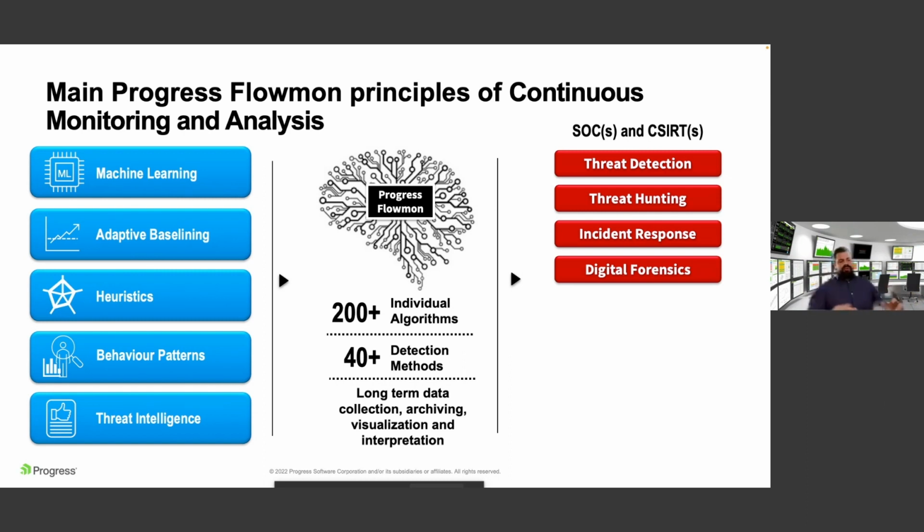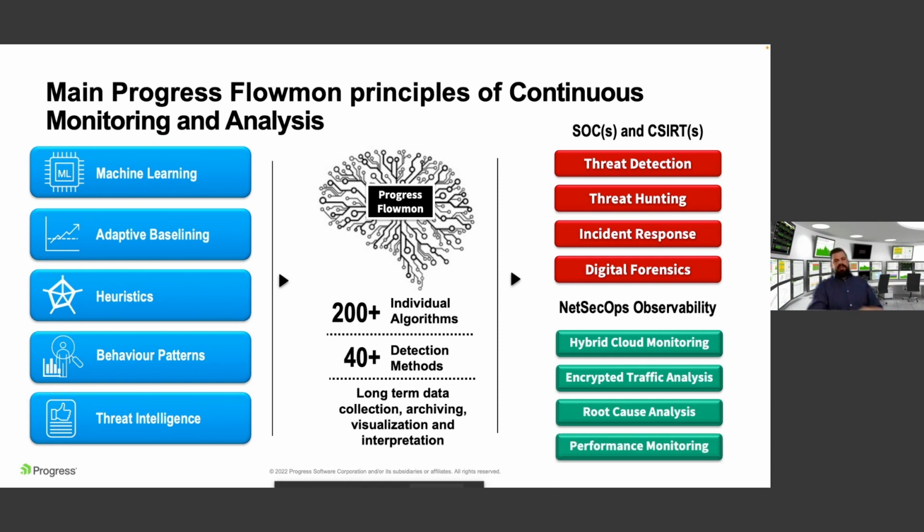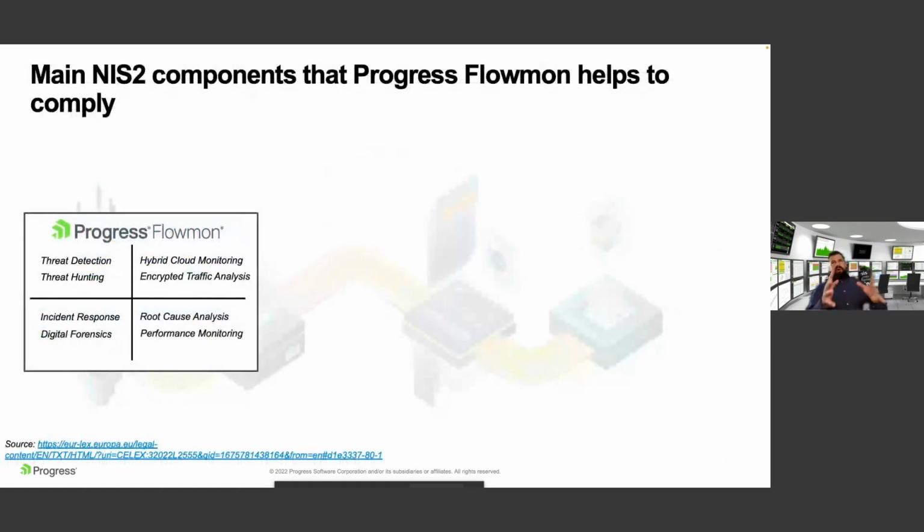But Flowmon has the advantage of network and security operations observability. So this is not only about core security use cases, but also about hybrid cloud monitoring, encrypted traffic analysis, root cause analysis, and performance monitoring. And that's the reason that Flowmon helps to comply not only with the directive articles, but we need to wait for national legislation to map our capabilities to the paragraphs, points, and sentences of the national laws.